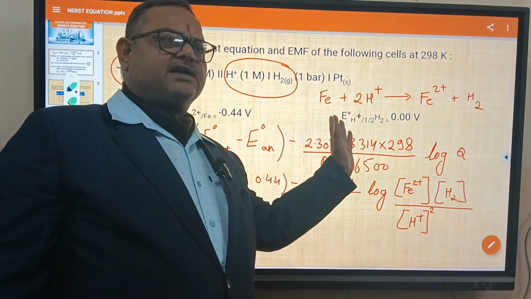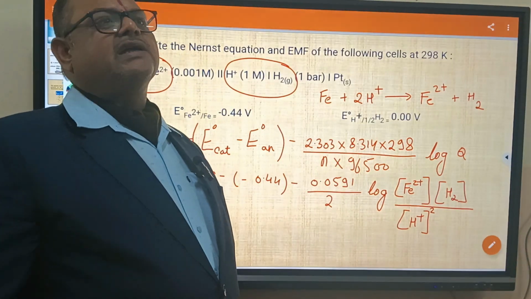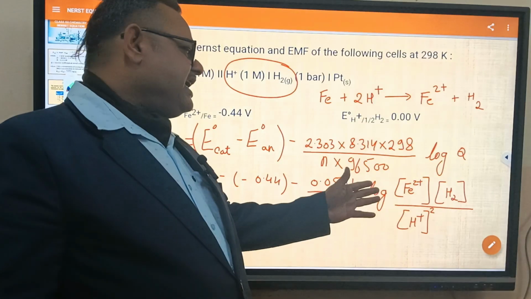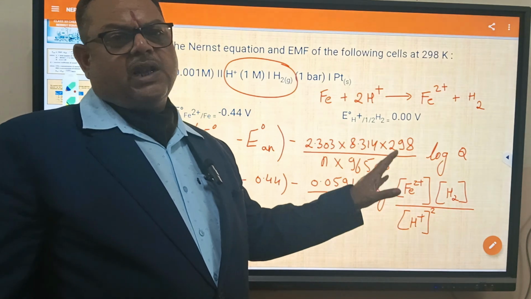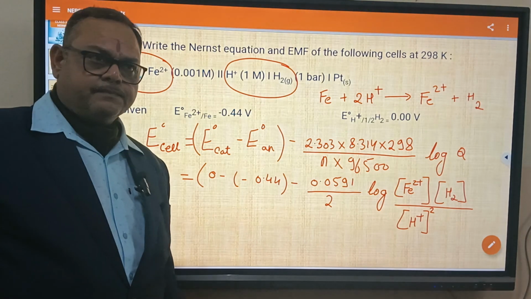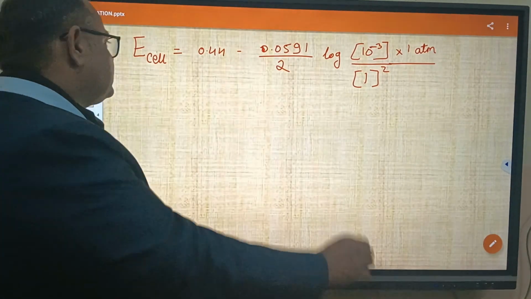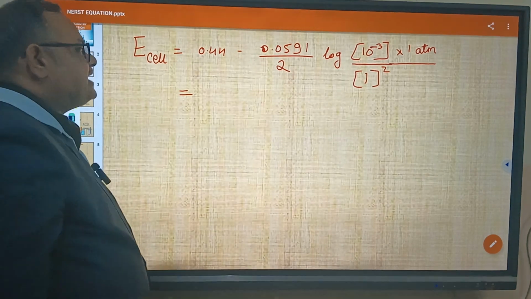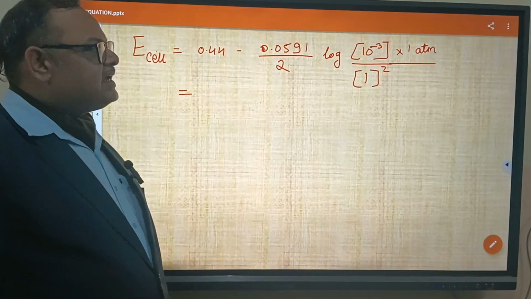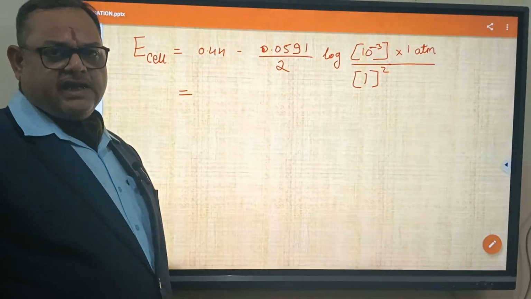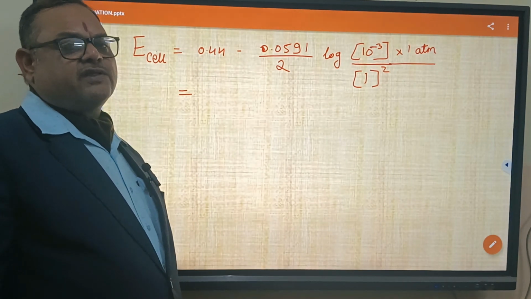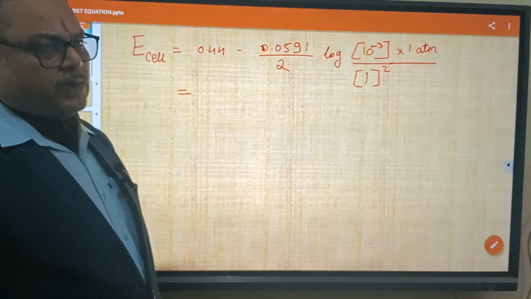As far as Fe is concerned, it is a pure solid and the concentration of pure solids are taken as 1. Therefore, writing Fe or not will hardly make any difference. I hope this much is understood, children. On further solving the question, we get the standard cell potential is plus 0.44, and as the concentrations are given as 10 to the power minus 3 and 1 atmospheric pressure. Also, the concentration of the reduction half cell is given as 1 only.